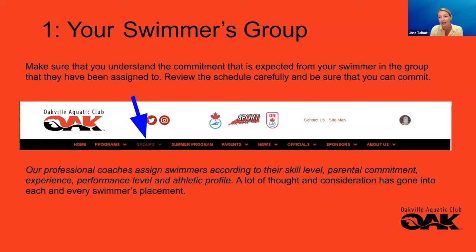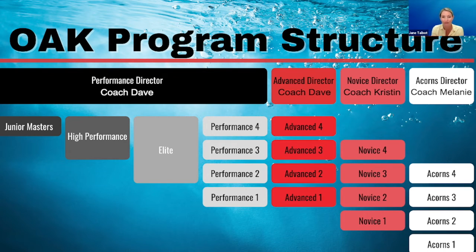If you go onto our website and you click on the groups tab, it will come up with this form that shows you our program structure and overview. Beginning at Acorns 1, that's our beginner program for the younger children, and then as they age and get faster, they will move through our program structure, and they might go from Acorns 1 to Acorns 2 as they get older, and as they get faster they'll push across perhaps to Novice 2 or even into Advanced 1.